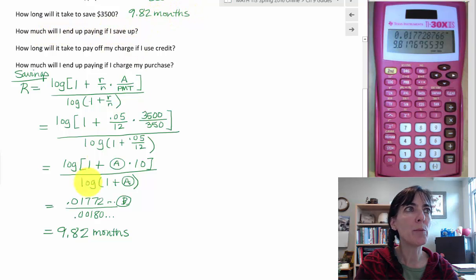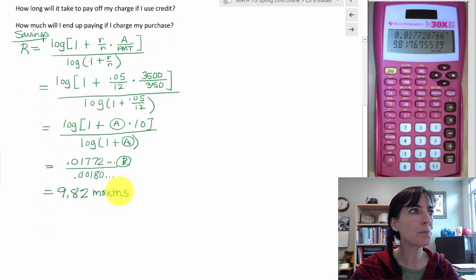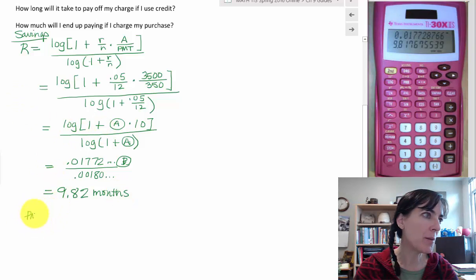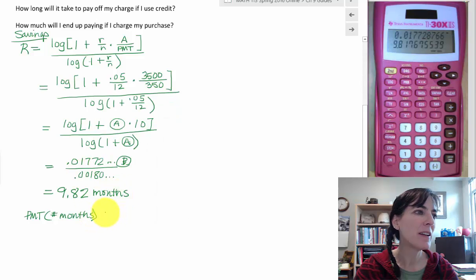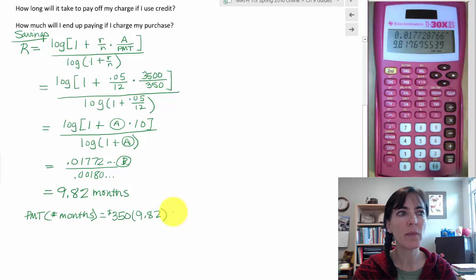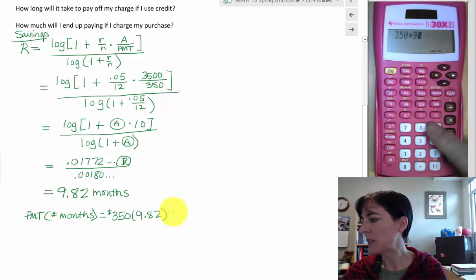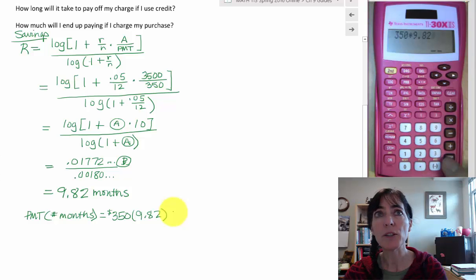And then how much will I end up paying if I save up? And so for that second part, it's also part of the savings account. And so that's going to be the payment times the number of months, remember, which is, in this case, our payment was $350. And the number of months, 9.82. And I'll do 350 times 9.82.